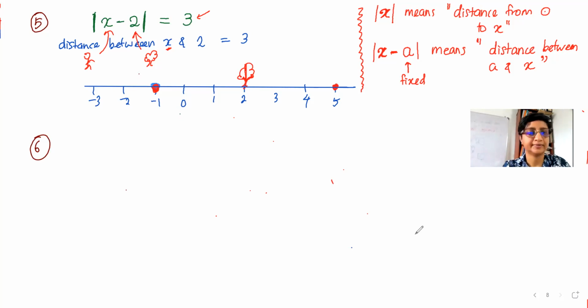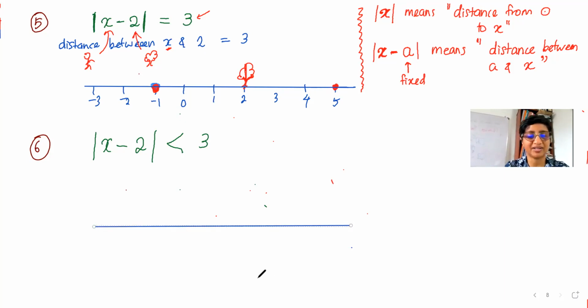Here's the condition. |X minus 2| is less than 3. So this is you. You have the distance between you and a tree that is planted at position 2, point 2, okay? The distance between you and the tree must be less than 3 units. Where could you be? Show me all the possible points that you can go and stand on the number line.